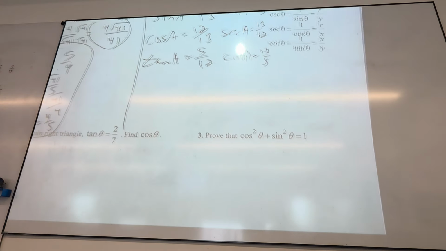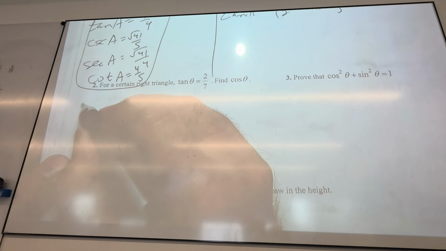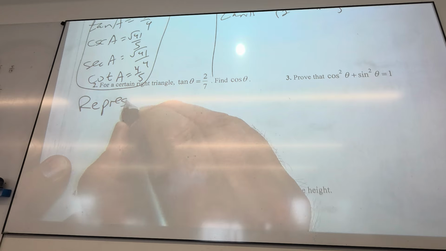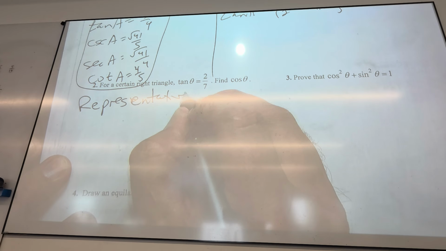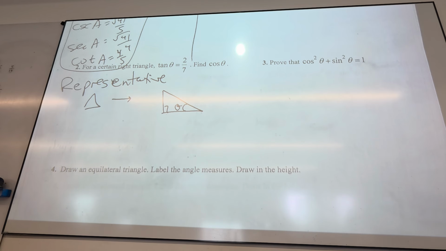Did anyone try number 2? Number 2 is this backwards. Number 1, I gave you a triangle, you made the trig functions. Number 2, I gave you a trig function. Now, what is a representative triangle this could come from? Here's theta. I'm going to put in the base for myself. If tangent is 2 over 7, what's one triangle that could have come from? Where would 2 be? Where would 7 be? Because we know what tangent is, yes? Do you guys see how this is like number 1 backwards?